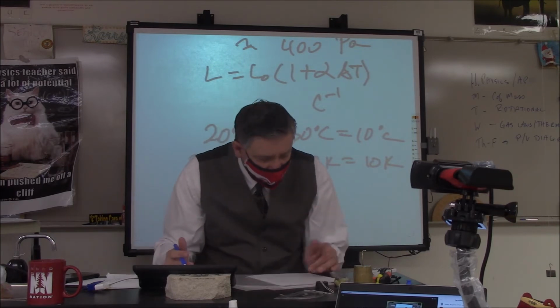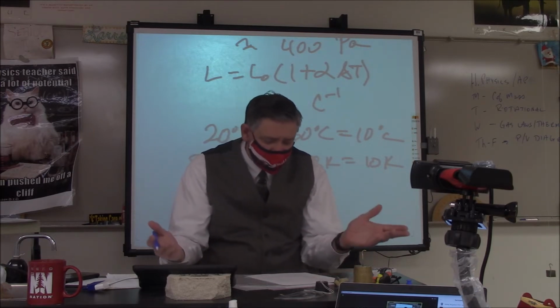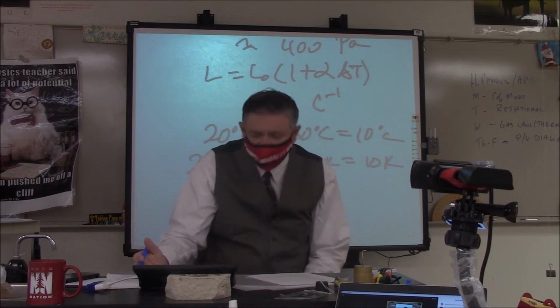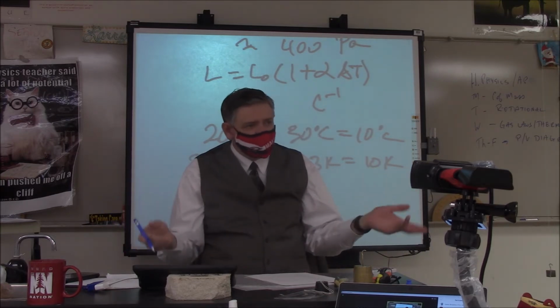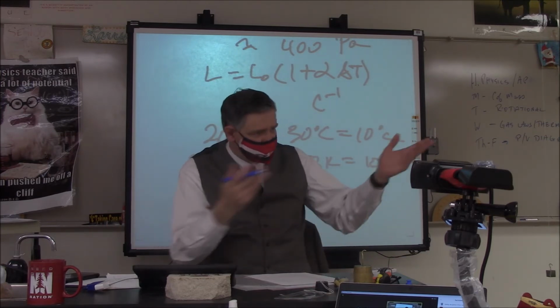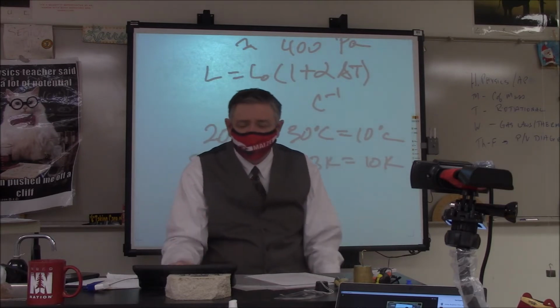So if you look on number 11, you're going from 0 degrees Celsius to 20 degrees Celsius. If you converted those into Kelvin and found the change in temperature, it would still be 20 degrees. It's just 20 degrees Celsius versus 20 degrees Kelvin. Okay, that's the only difference.